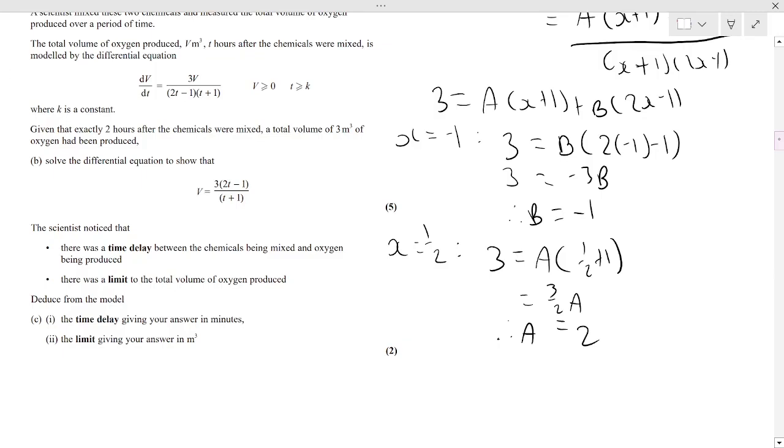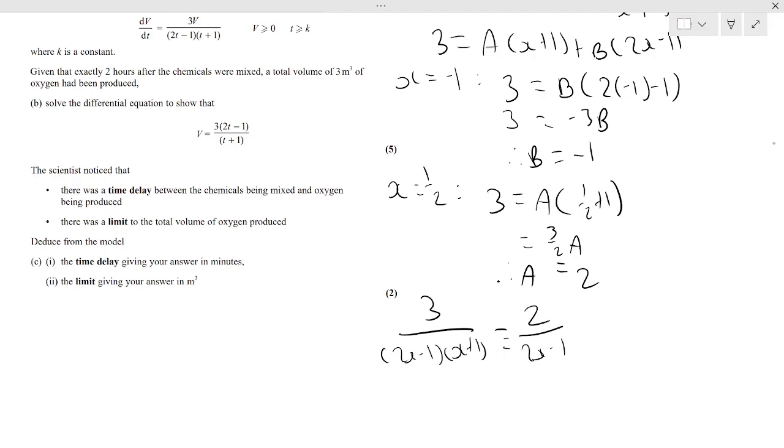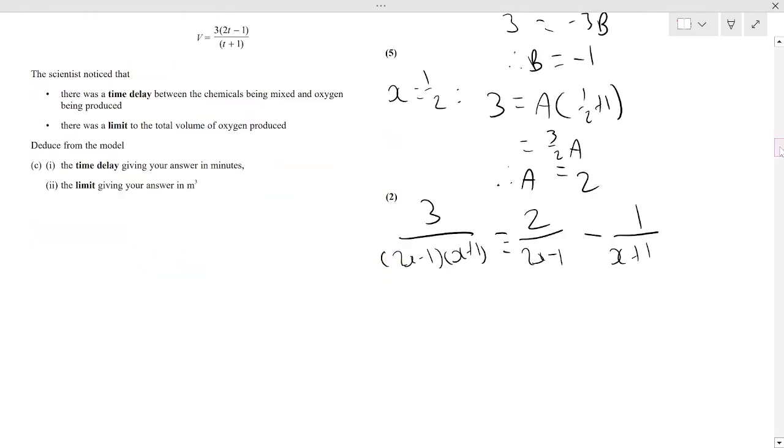So then as a partial fraction, what was it? The original fraction of 3 over (2x minus 1)(x plus 1) is going to be a over 2x minus 1. Let me double check. Yeah, a over 2x minus 1, so a was 2. And then add b, which would be add minus 1 over x plus 1. But obviously the minus can be brought out, so it'd be minus 1 over x plus 1. And that's your partial fractions. Okay, cool.